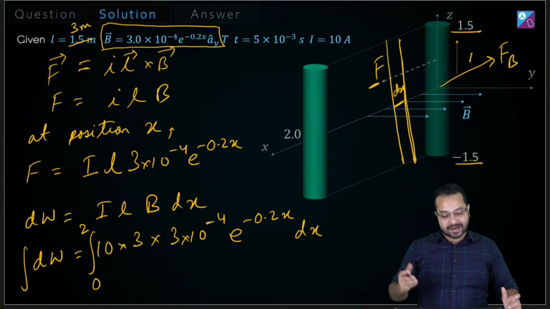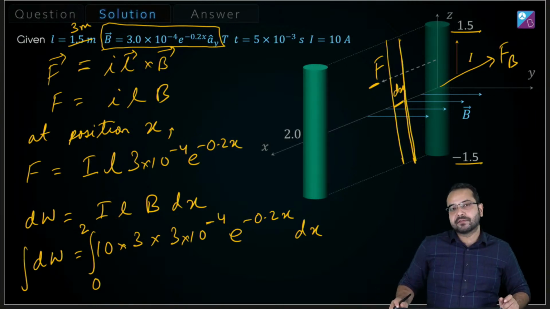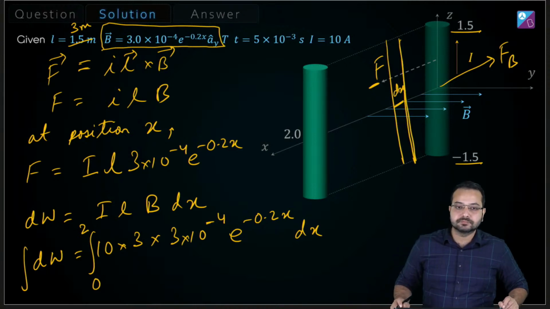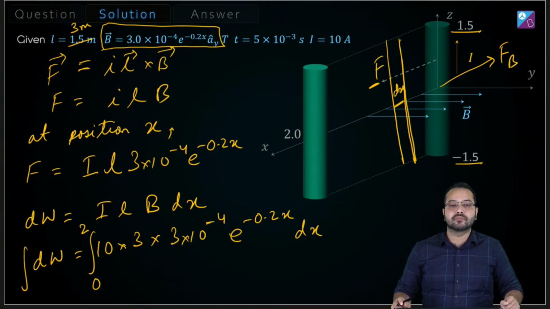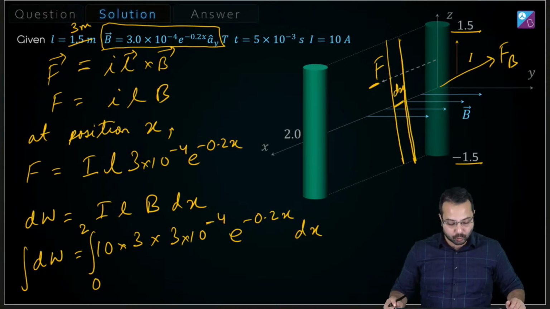The force is going to be ILB. B is a function of x. Then we displace it slightly by dx. Then the work done is going to be ILB dx. And then we need to integrate to find out the total work done.